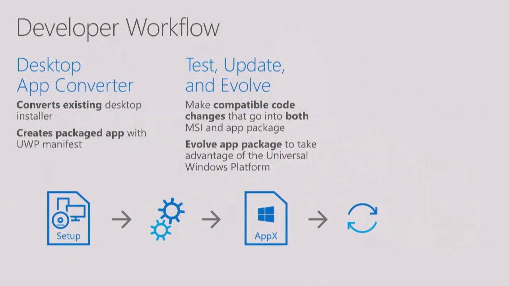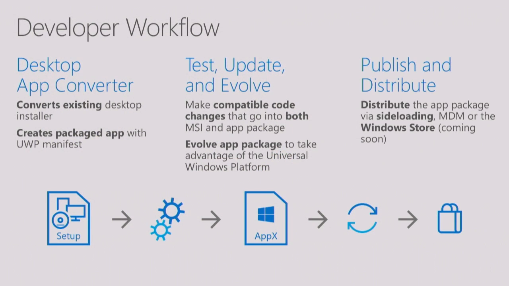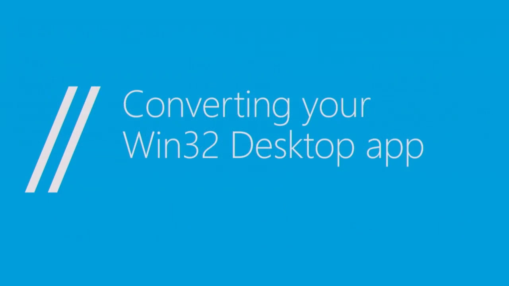Once you've got an app in an Apex and it has an identity, you can then update that app, if you will, and start to look at different ways that you can integrate additional UWP functionality in there. And then, of course, you can publish and distribute it using the single-click Apex installer.